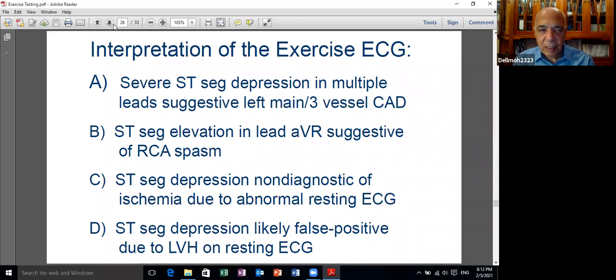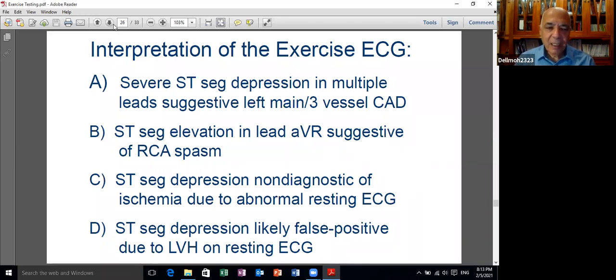Interpretation of the exercise ECG. What is the true answer among these four choices? A, severe ST segment depression in multiple leads is suggestive of left main or three-vessel coronary artery disease. B, ST segment elevation in lead AVR is suggestive of right coronary spasm. C, ST segment depression non-diagnostic of ischemia due to abnormal resting ECG. D, ST segment depression likely false positive due to LVH on the resting ECG.